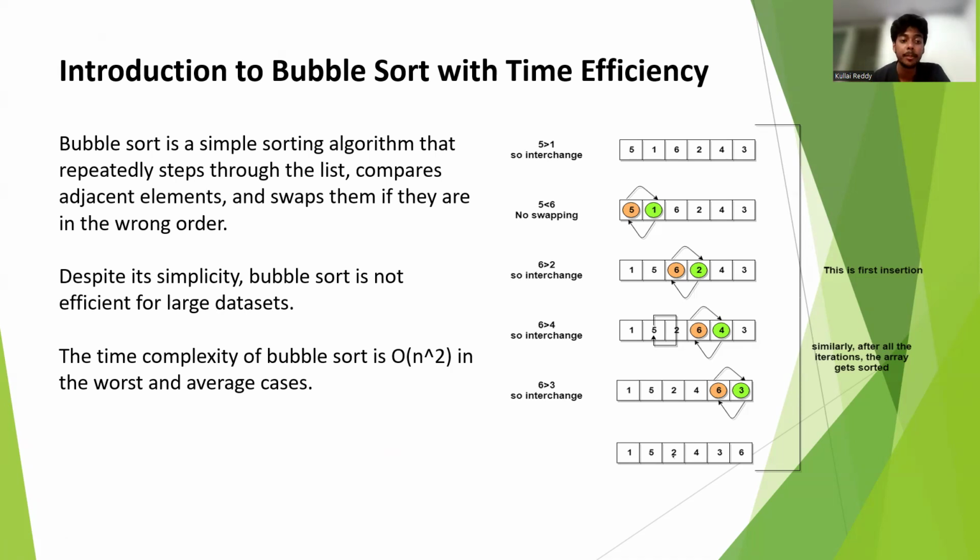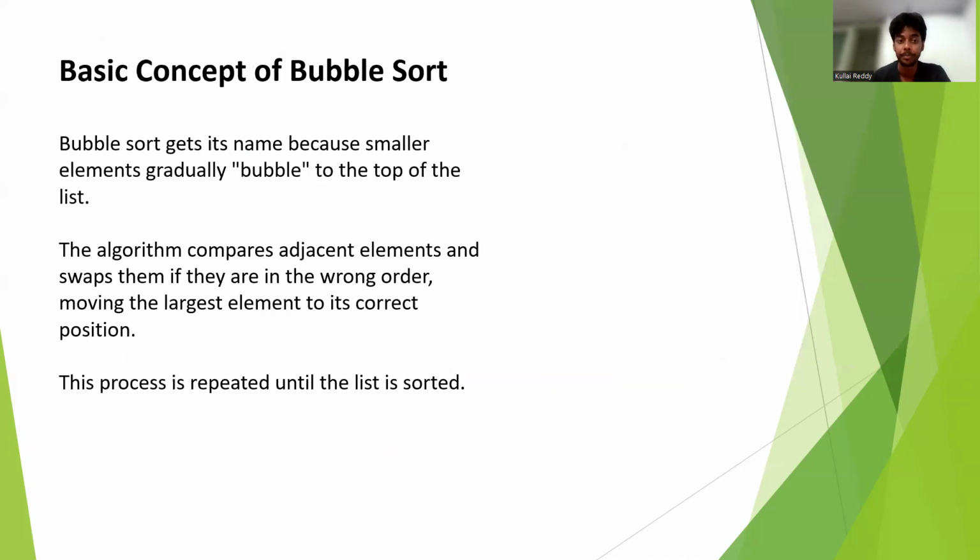Despite its simplicity, bubble sort is not at all efficient for large data sets, and the time complexity of bubble sort is O(n squared) in the worst and average cases. This is the time complexity of bubble sort, and the image I have depicted here shows it. So this is the introduction, and we learned what bubble sort is.